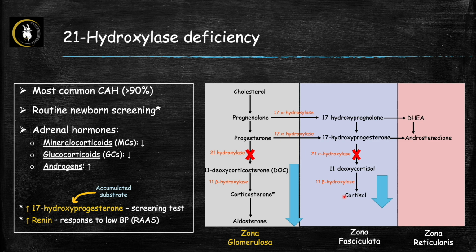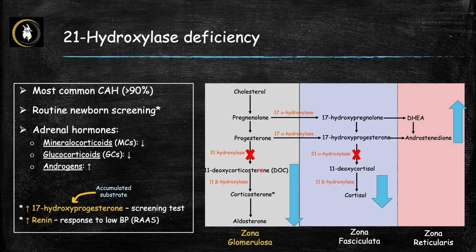And so what's going to happen then is that the androgen levels are going to be high because all of these steroid precursors are going to be shunted to this pathway right here. And again, since we don't have cortisol, we're going to have upregulation of ACTH. So we're going to have more activity, and all of that is going to be shunted this way. So the net outcome is going to be low mineralocorticoids, low glucocorticoids, and high androgens.